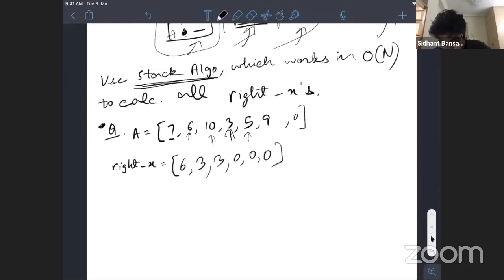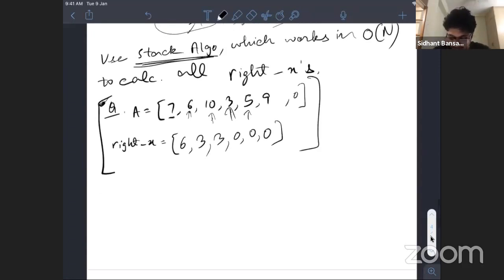For 9, it's 0. Does everyone get this sub problem that I'm trying to solve? Just consider this problem independent of the previous, like of the stack question. For now, consider it independent. I'll show you how to combine this.